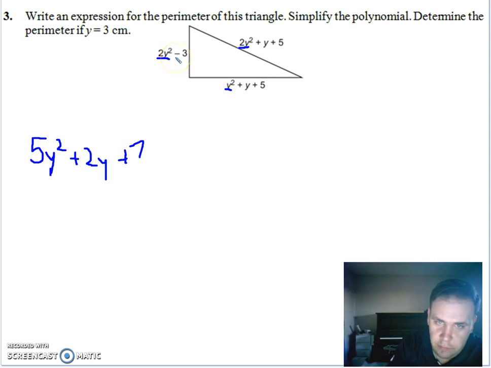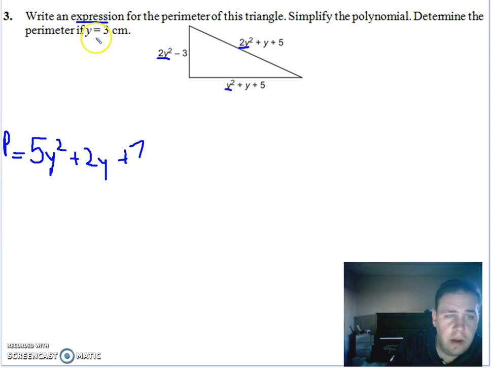I don't have any y terms there. I got 1 here. I have 1 here, so that's 2y, and then I have 5 plus 5, that's 10. Take away 3, that's 7. Okay, so we have what this expression would be. So we've written the expression for the perimeter. Okay, and I don't even have to really say p equals, but I can. I've now made an equation.